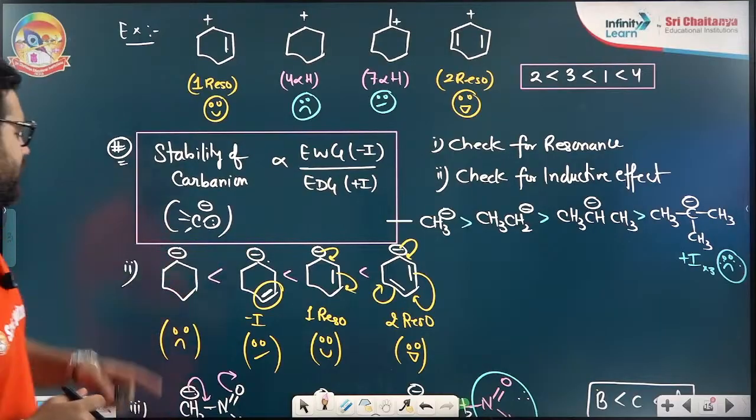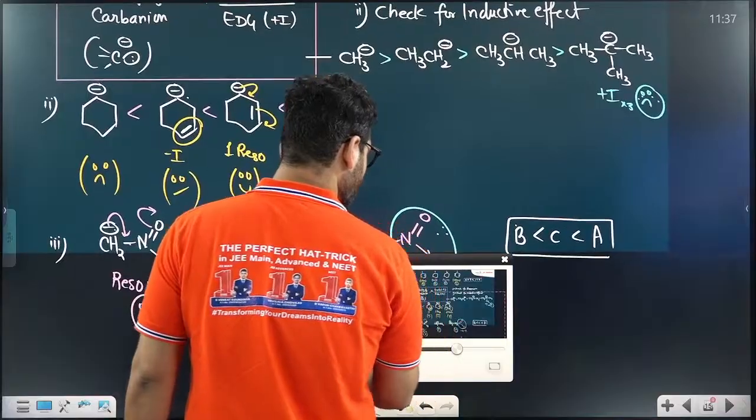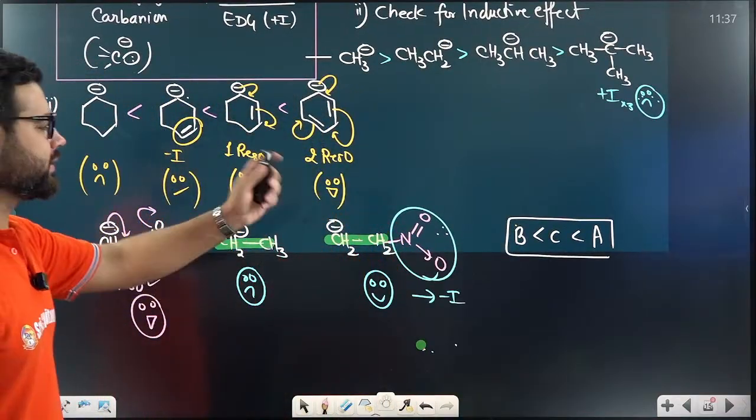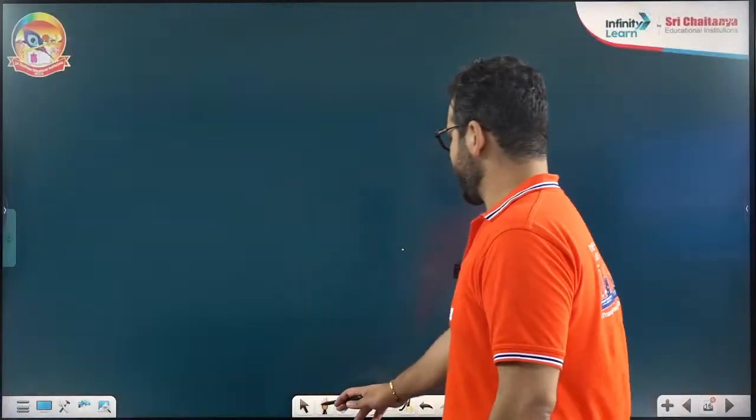This is due to resonance we have seen. Then I showed you more examples where NO2 is showing resonance here, and this is the one. So this is our stability of some carbanions.